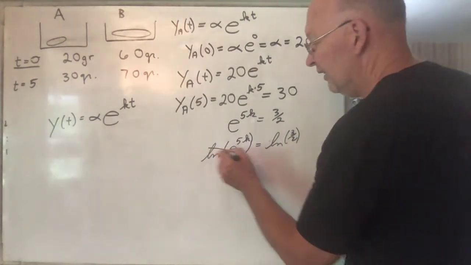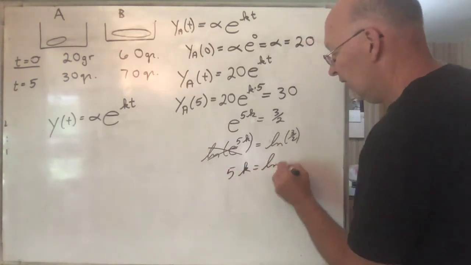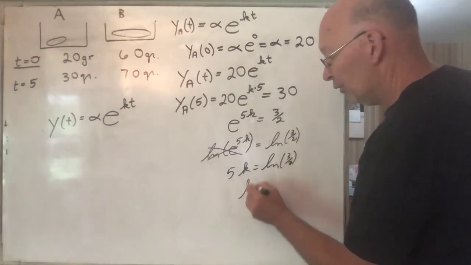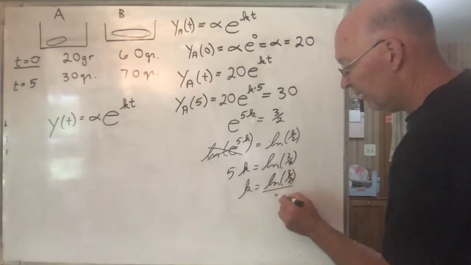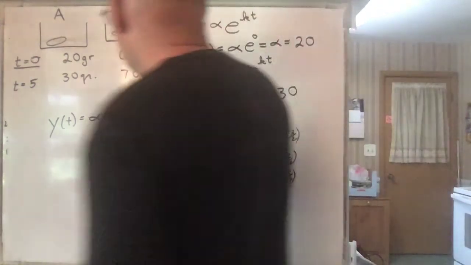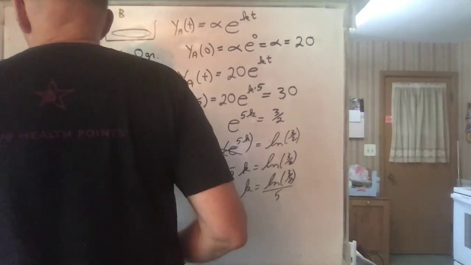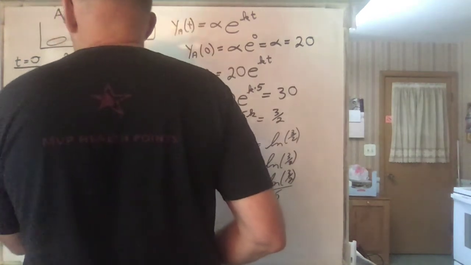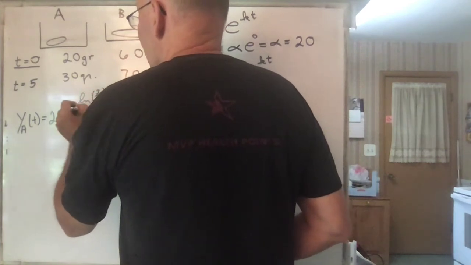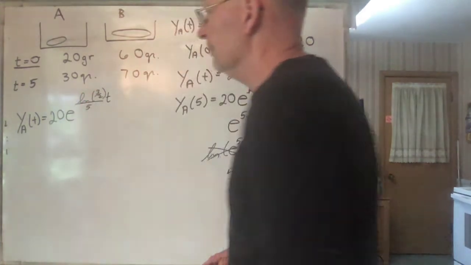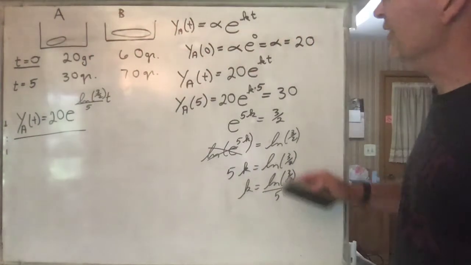Now the ln of e to anything just cancels. So I have 5k is equal to the ln of 3/2. And so k is equal to the ln of 3/2 divided by 5. So now I know exactly what this equation is. It's equal to 20 times e to the ln of 3/2 divided by 5 times t. That's for this one. Now let's find the next one.